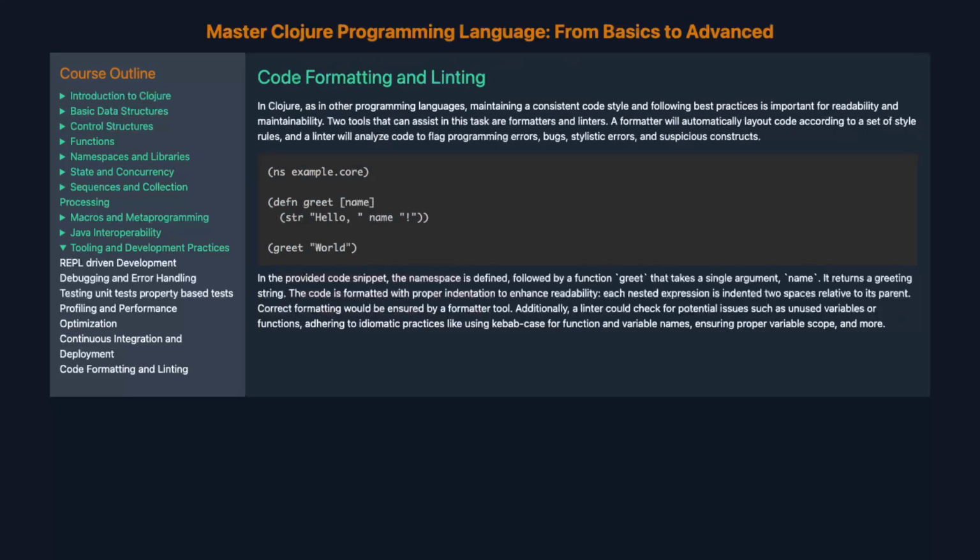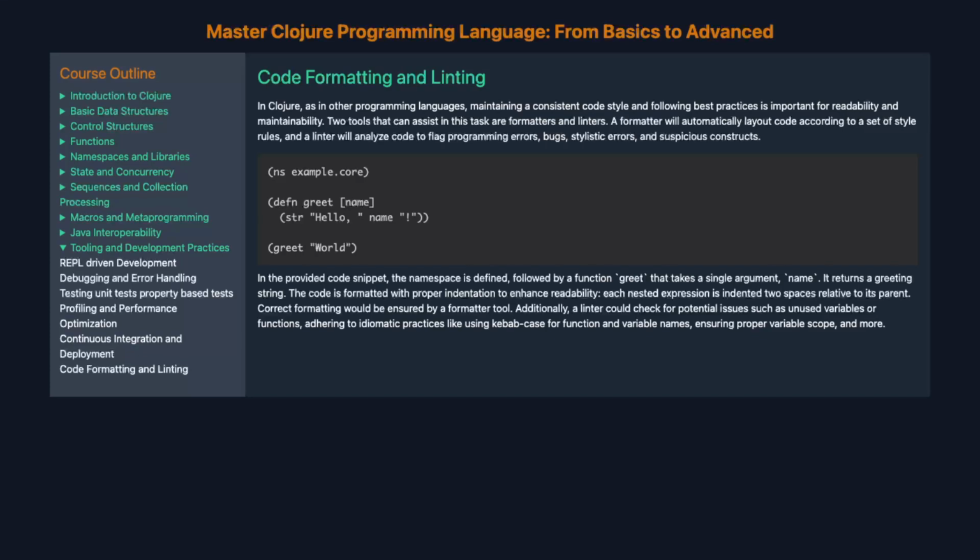Code formatting and linting. In Clojure, as in other programming languages, maintaining a consistent code style and following best practices is important for readability and maintainability. Two tools that can assist in this task are formatters and linters. A formatter will automatically lay out code according to a set of style rules, and a linter will analyze code to flag programming errors, bugs, stylistic errors, and suspicious constructs.